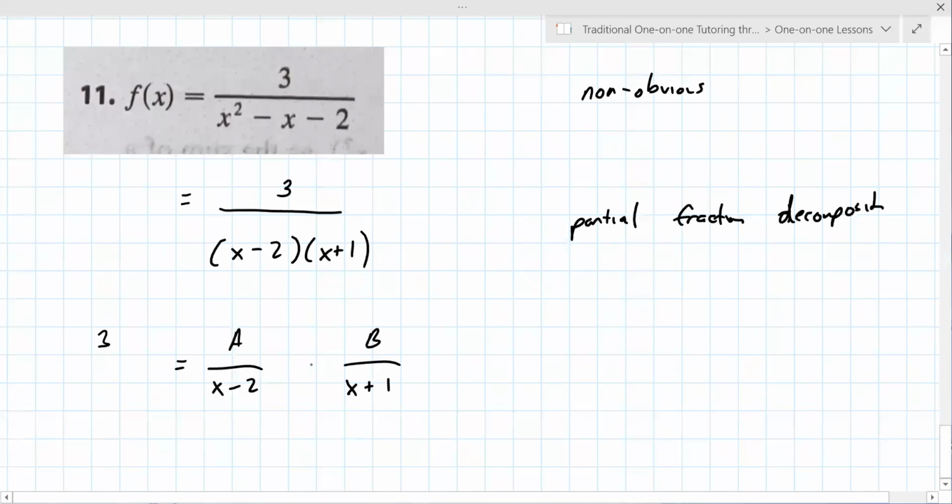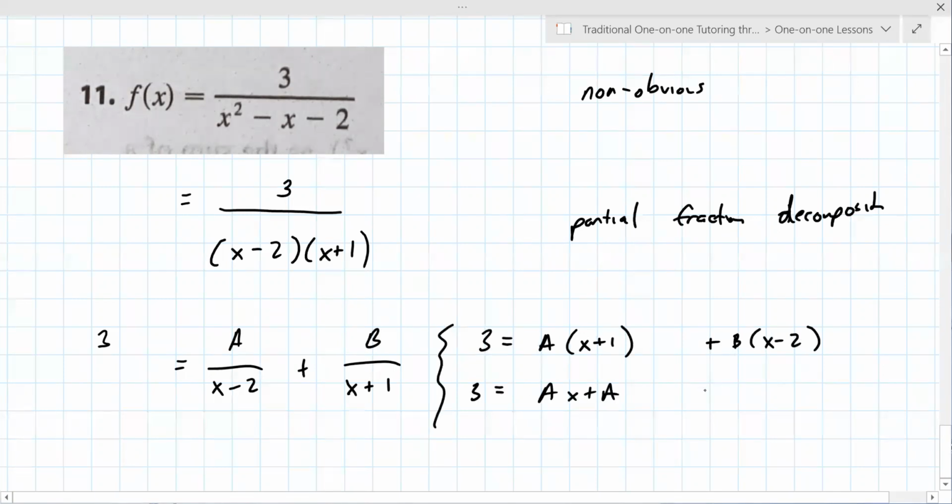Did your instructor ever go through a faster way to do this with you? I don't remember. But I remember this. Well, the slow and steady way is to label it A and B, and you cross multiply, and you create a system of equations. Yeah, that's how we did it. There are faster ways, but I won't do that here. So that's plus B times x minus 2, and 3 equals that.